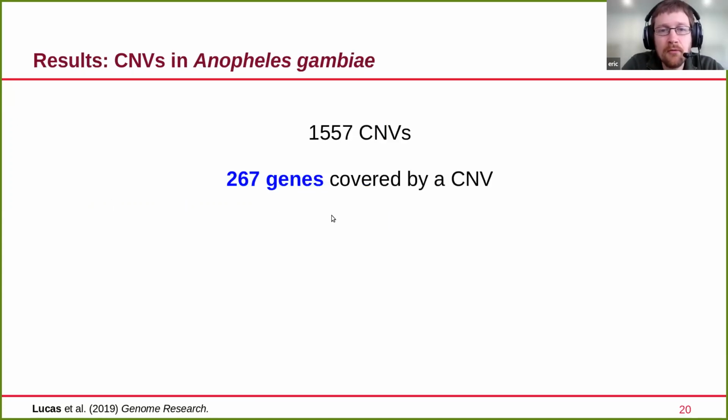So the results then, we found a total of 1,557 CNVs that passed all of our quality filters. And together, these 1,557 CNVs covered 267 genes. And this is already a significant enrichment. So CNVs were more likely to be in regions containing genes than otherwise. If these 1,557 CNVs had been randomly distributed across the genome, we would expect to find fewer than 267 genes. So already CNVs are enriched for genes.